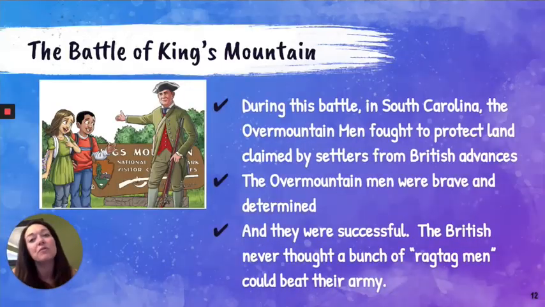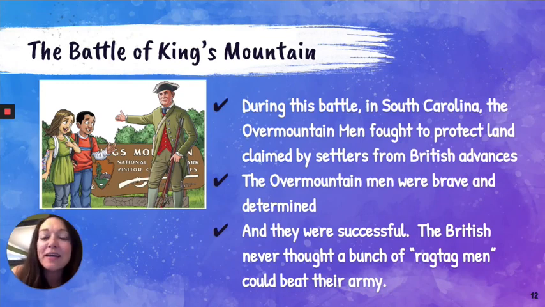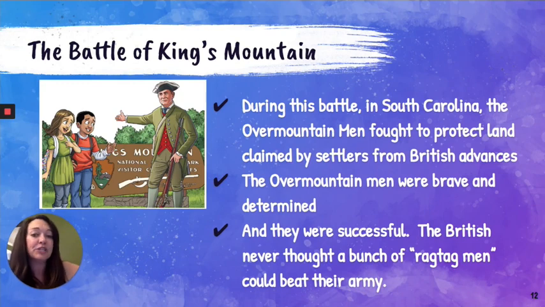So as we go to the Battle of Kings Mountain, which is where they fought, it's in South Carolina. These Overmountain Men are fighting to protect their land against the British. The Overmountain Men were called so many things, but I think the two that I kept reading over and over again were how brave and determined they were.